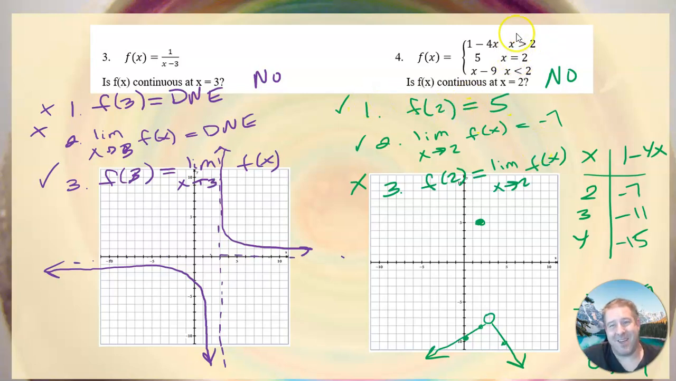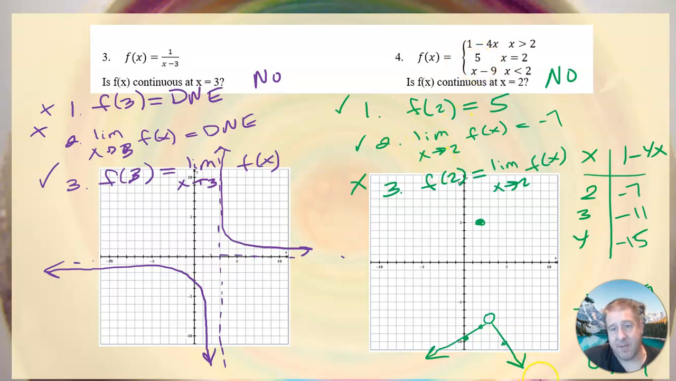All right, let's look over example number 4. Is f of 2 clearly defined? We're trying to figure out if x equals 2 is defined. Well, it's not in this piece. It is in this piece, and it's not in this piece. So x equals 2 has to be this piece, and it has to be 5. So there's our answer right there.